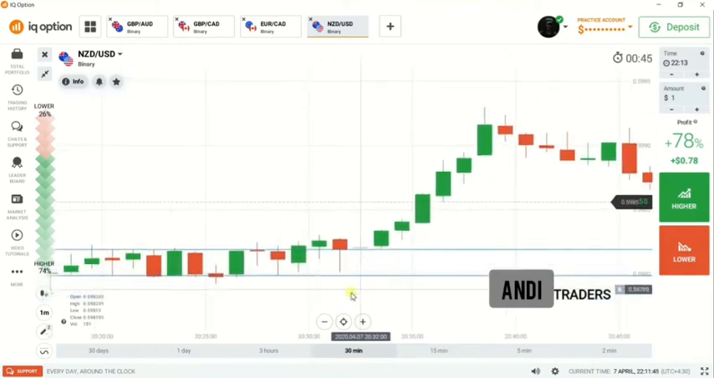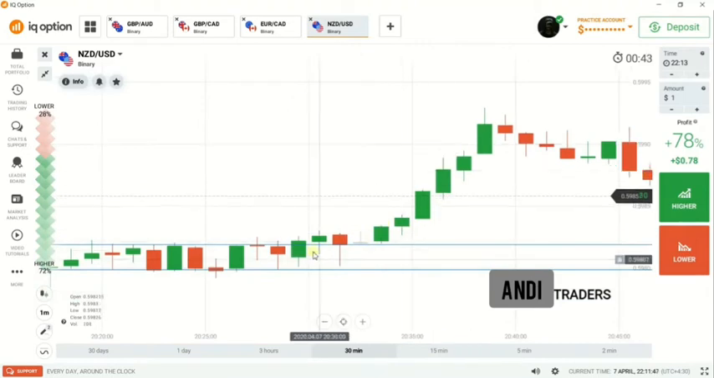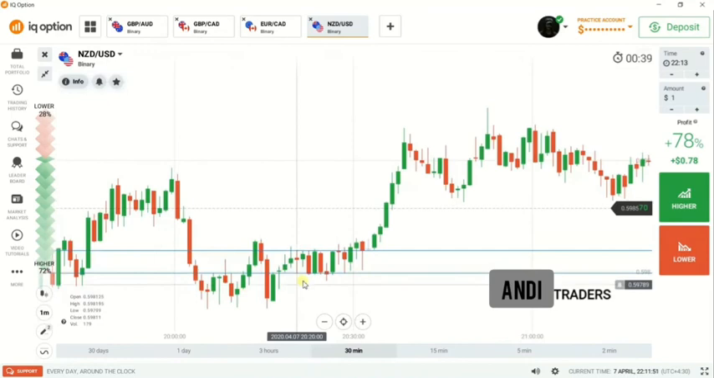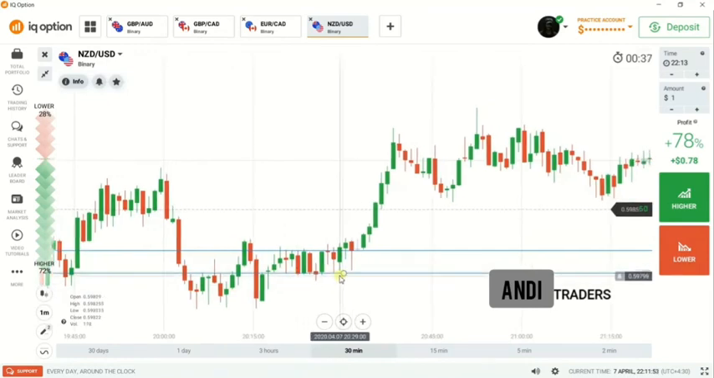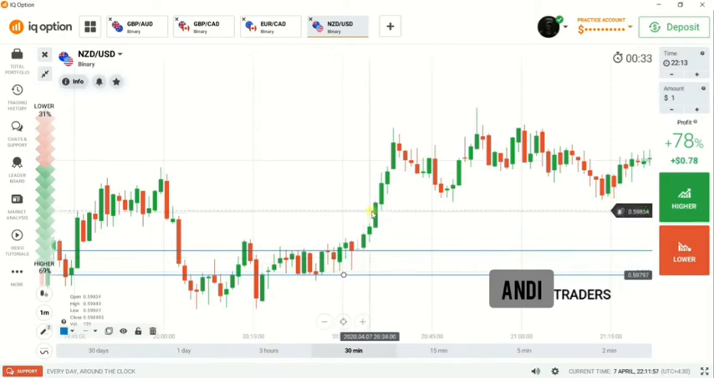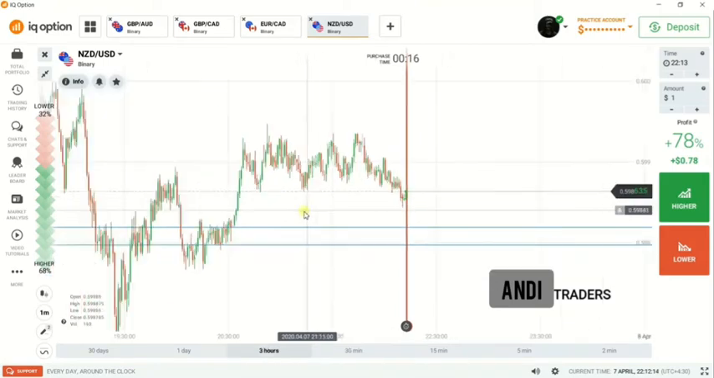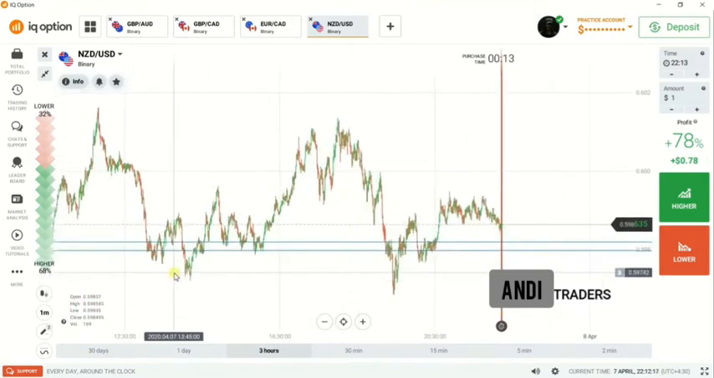You must wait for a breakout from above or below. So when you see a consolidation area, leave the market until the market breaks. So you cannot predict in the consolidation area. Okay, so let's go back to today's topic. You can use these candles easily.